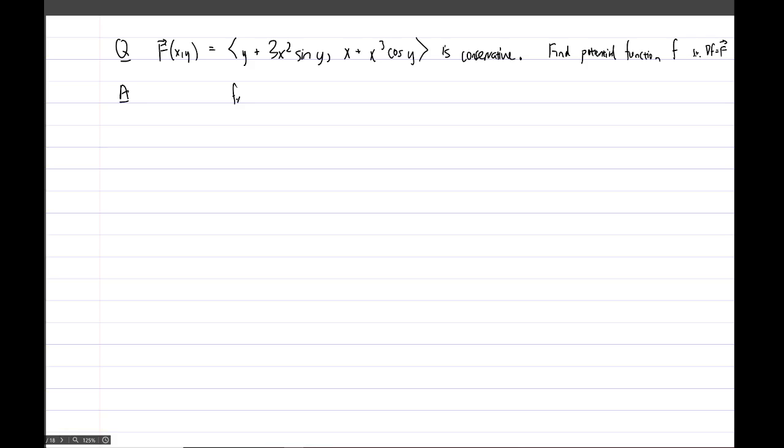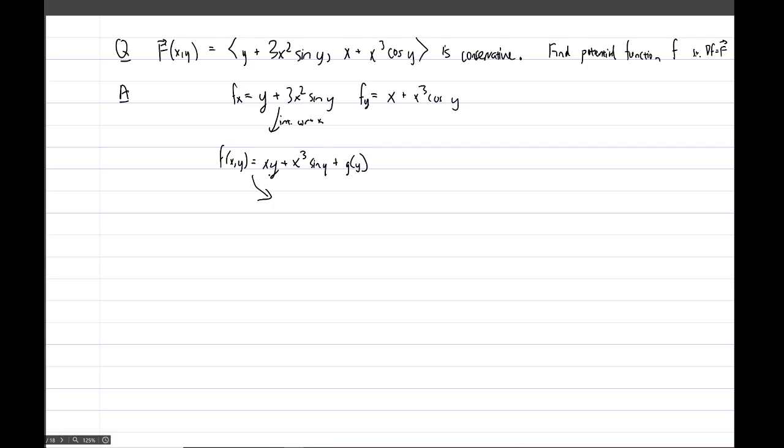Whatever that lowercase f was, we know that differentiated with respect to x, it would have to result in y plus 3x squared sine y. And taking that same f and differentiating with respect to y, we'd have to get x plus x cubed cosine of y. So now let's go ahead and integrate with respect to x. You don't even have to memorize this. There's a little x down there, this was f partially differentiated with respect to x, so we're just undoing that. And so f of x comma y should be of the form xy plus x cubed sine y plus a constant as far as x is concerned, so g of y.